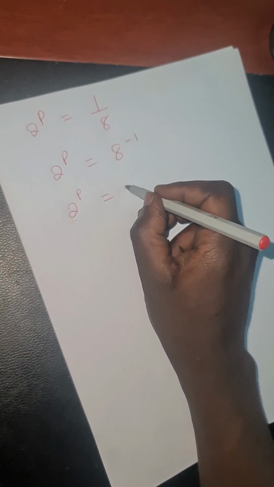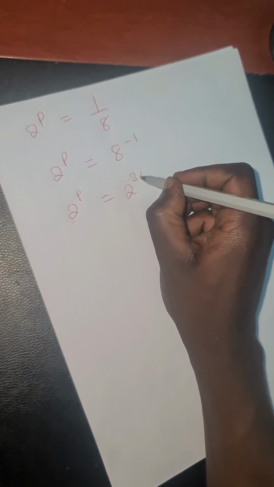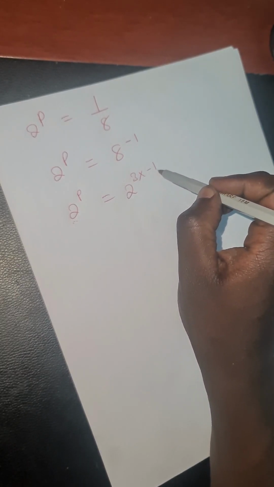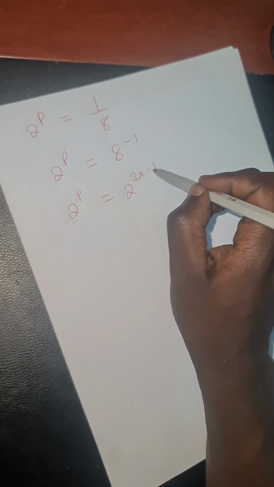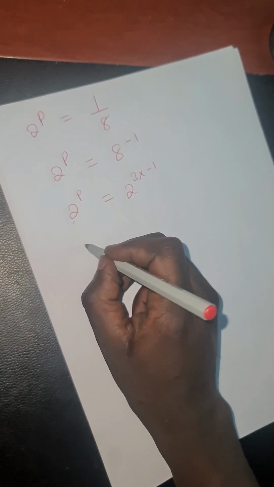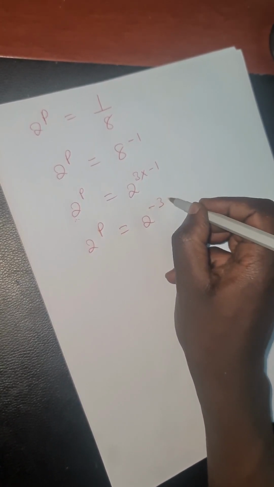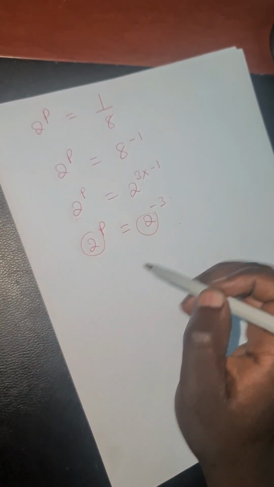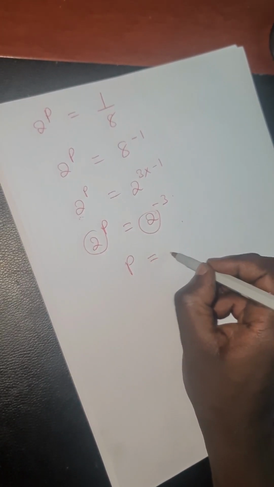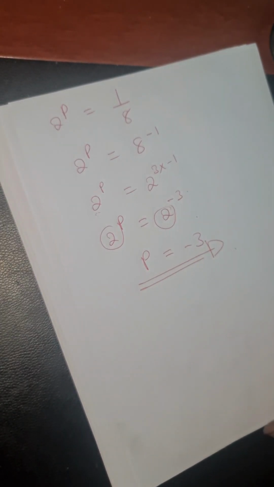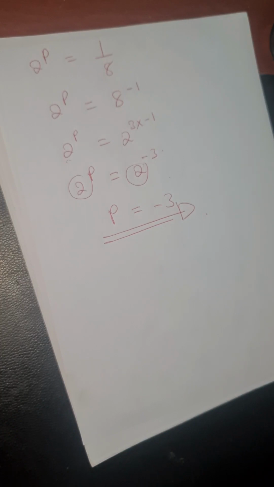So we're going to say 2 to the power 3, but we already have minus. We are not going to say 3 minus 1. We're just going to say that power is going to multiply the negative one up there, right? 2 to the power p is equal to 2 to the power minus 3, something like that. So now we have got the equal bases. We're just going to say p is equal to minus 3, something like this, right? I'm pretty much sure you understand.